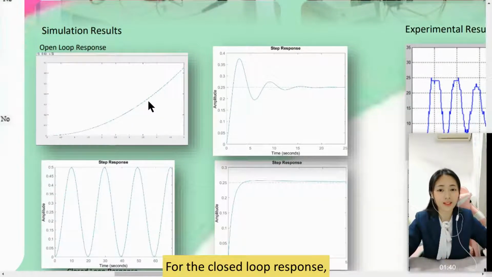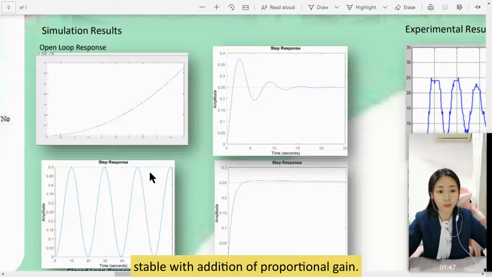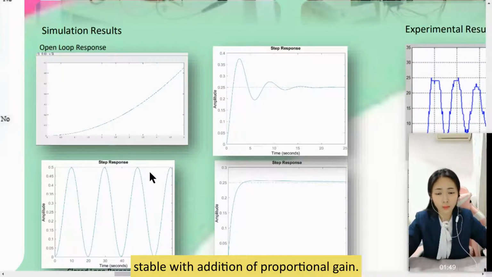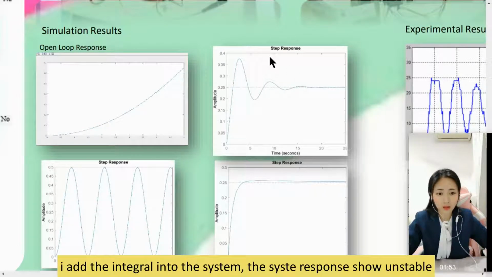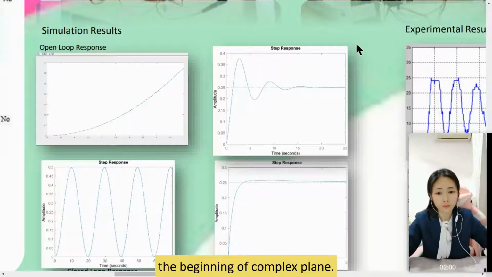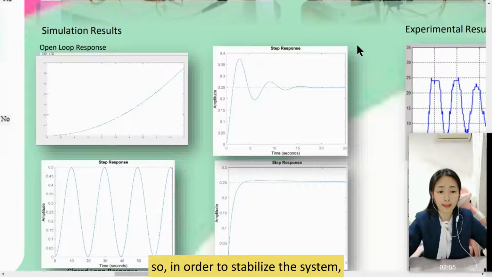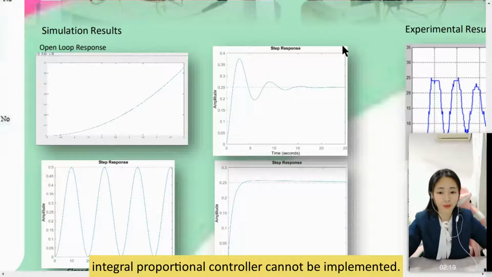For the closed loop response, we can see that the system remains marginally stable with the addition of proportional gain. I will add the integral inside the system. The system response shows unstable due to the position of the pole at the beginning of the complex plane. So in order to stabilize the system, an integral proportional controller cannot be implemented.